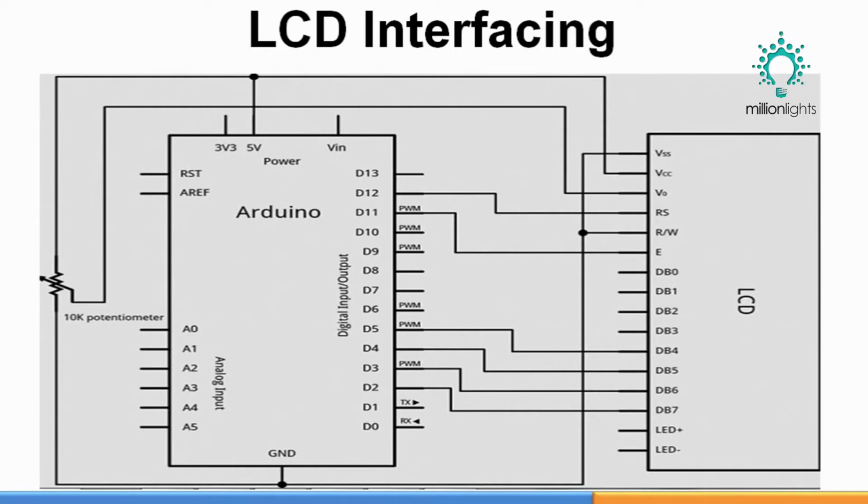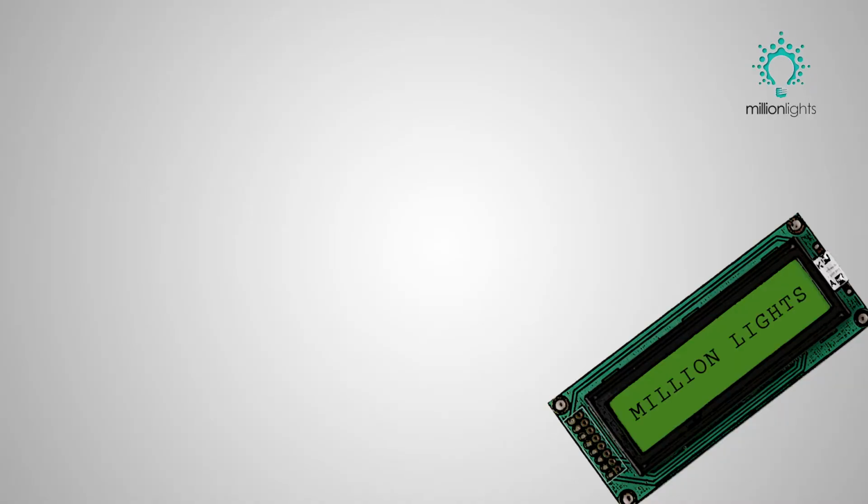Finally, just 2 pins are left, LED plus and LED minus, the anode and cathode of the LCD backlight, which are to be connected to VCC and ground so that we get the backlight. So this is the connection. It has a few connections and we also have a potentiometer. Now we'll assemble the circuit, and then we'll talk about the programming part.